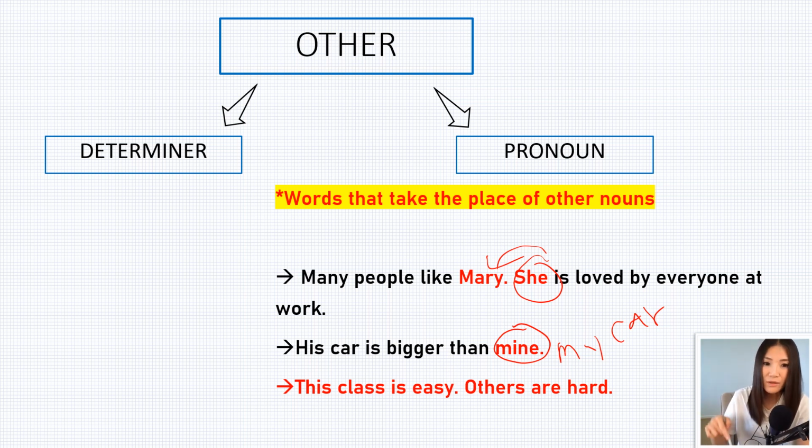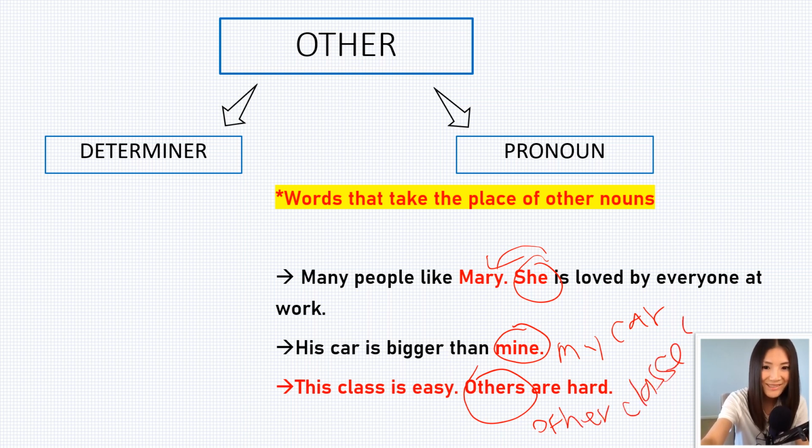If you look at the third example, it says this class is easy, but others are hard. Others is replacing other classes. Oh my goodness, so sorry for my writing. Those words are other classes are hard. So this is just an example to show you that the word other is either used as a determiner or a pronoun.